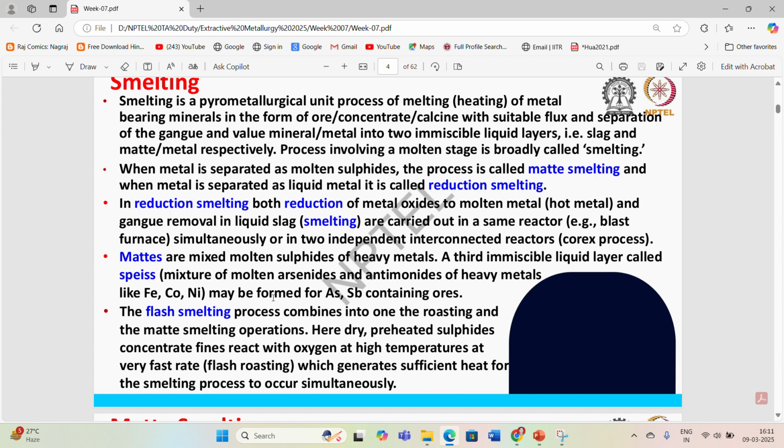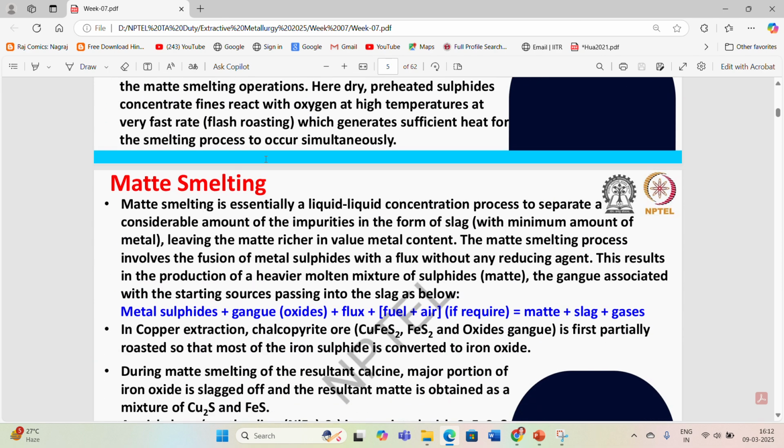There is one more smelting process, known as flash smelting. This process combines roasting and matte smelting operations simultaneously in the same furnace. Here dry preheated sulfide concentrate fines react with oxygen at high temperature at a very fast rate, which is known as the flash roasting process, and generates sufficient heat for the smelting process to occur simultaneously. Flash smelting is generally used for the production of copper from copper sulfides.